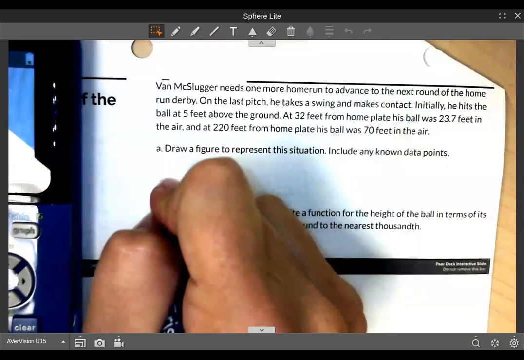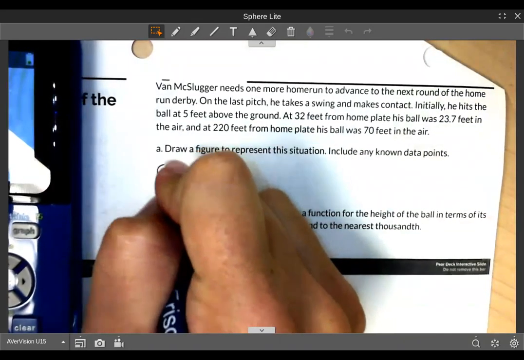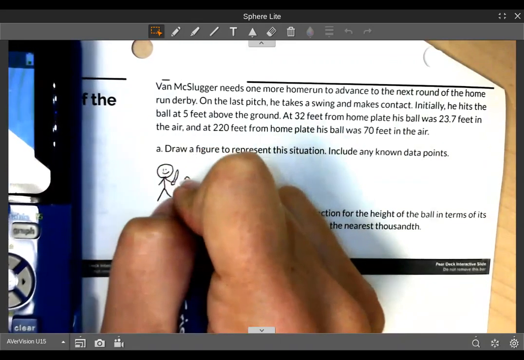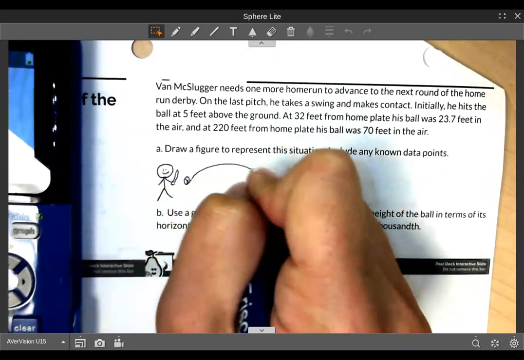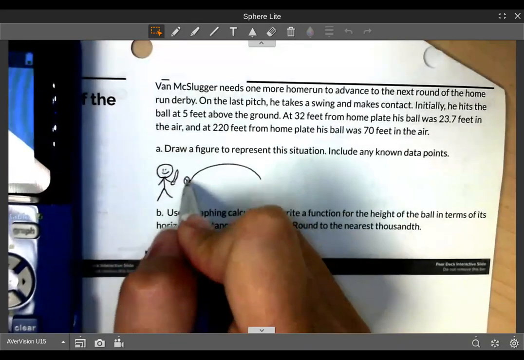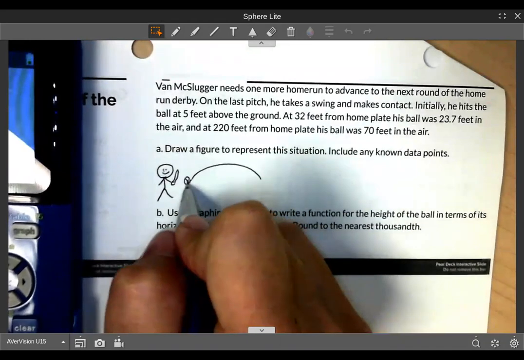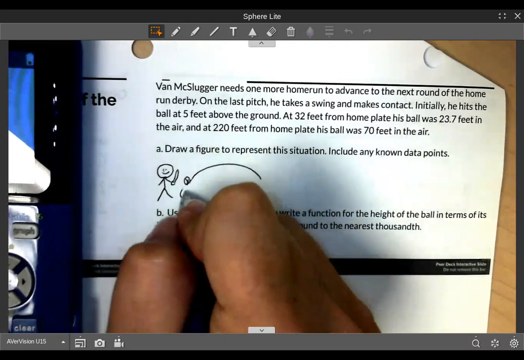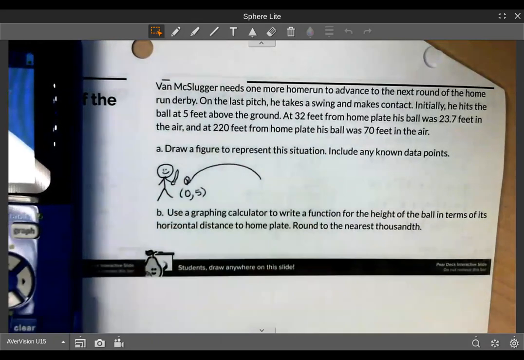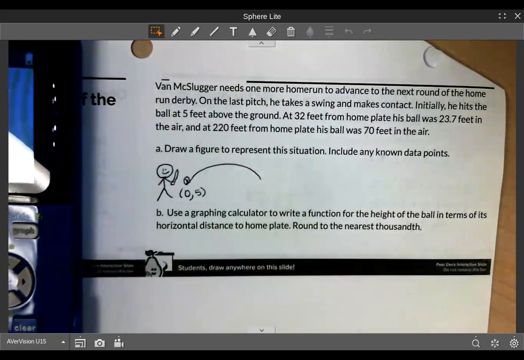So the first thing I'm going to do is draw a picture. Not a very good one, but a picture. And there is my baseball that he has hit. It gives us certain information you're going to want to think about. So this first one here, it says it was hit at 5 feet above the ground. So when it is 0 feet from home plate, it is 5 feet in the air. So we've got that 0, 5, our y-intercept.